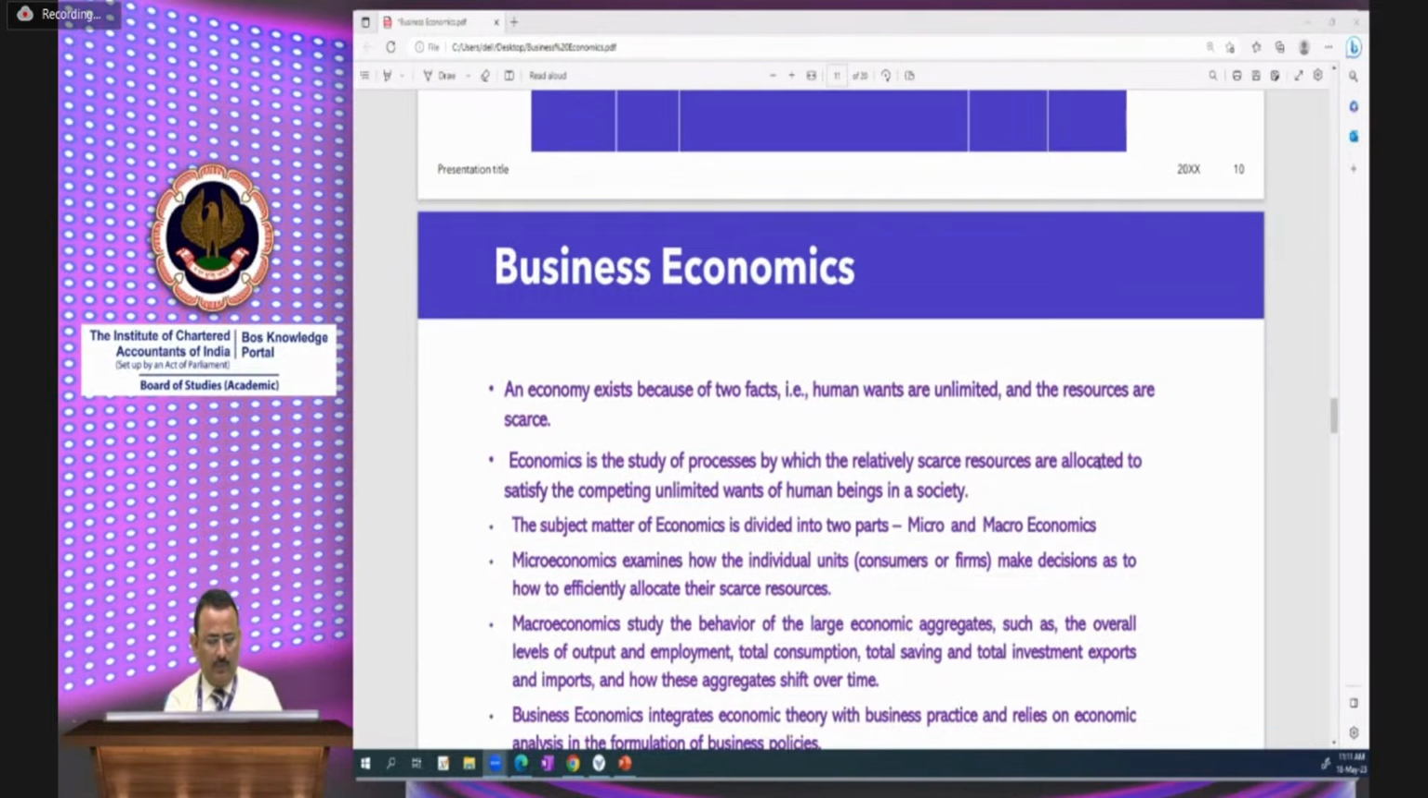Try to establish linkages between the concepts, as they are very related. Like if we study demand and supply, then definitely the equilibrium concept is important, which is related to demand and supply only. So one concept is related to another concept. Then one should not mug up the formulas; try to understand the logic behind the formulas.